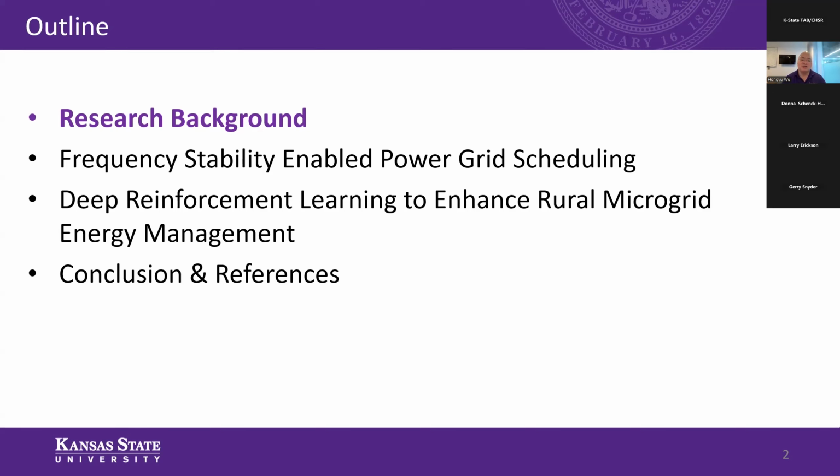And then I will shift my focus to deep learning technology tailored to enhance rural microgrid energy management. This also includes balancing electricity need with agricultural demand, like irrigation and ammonia production. Finally, I'll wrap up with some conclusions and references.